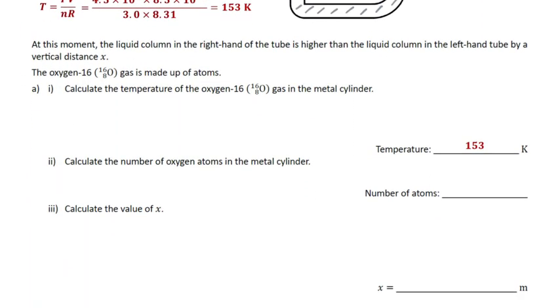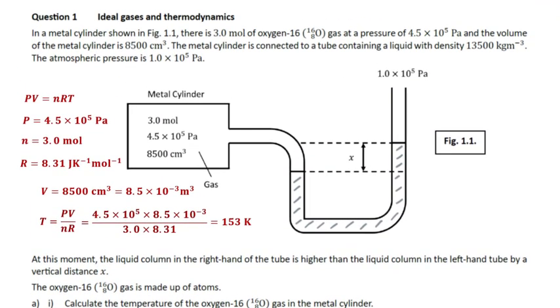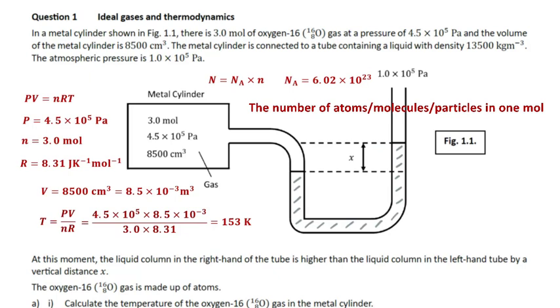Assez nous get à deuxième partie. Calculate the number of oxygen atoms in the metal cylinder. Alors ici là, nous pouvons servir l'équation capital N is equal to capital NA times small n. Now, capital NA, c'est simplement le Avogadro constant, which is equal to 6.02 fois 10 puissance 23. C'est quoi le Avogadro constant? C'est simplement le number of atoms in 1 mole.